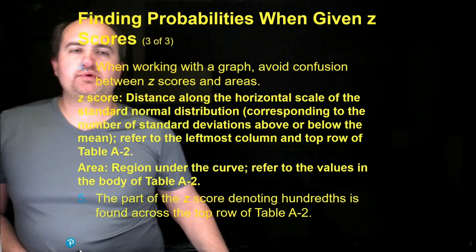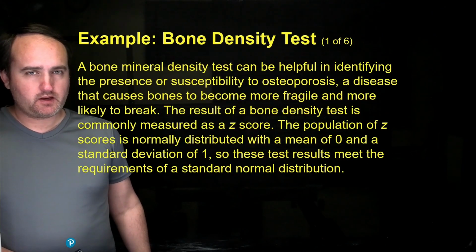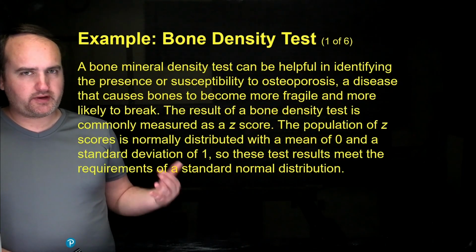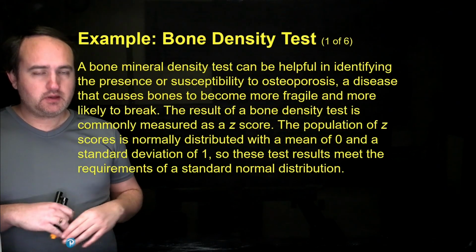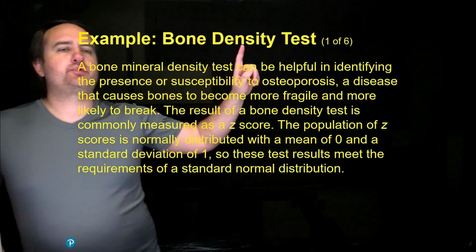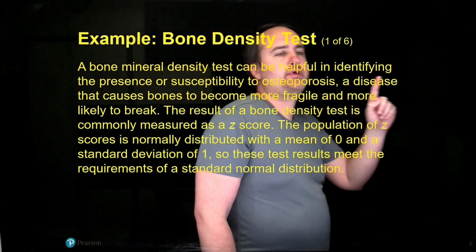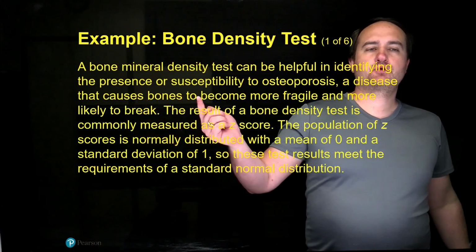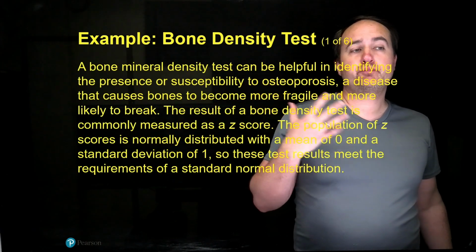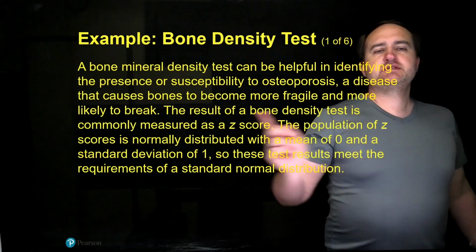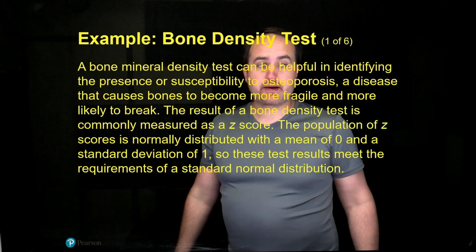An example is worth 1,000 words. So let's jump into an example. In the slides, we're going to see how to use table A2. In this first example, a bone mineral density test can be helpful in identifying the presence or susceptibility to osteoporosis. We're talking about a disease in people that causes bones to become more fragile and more likely to break.